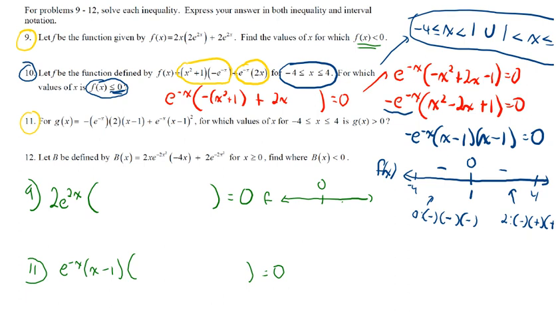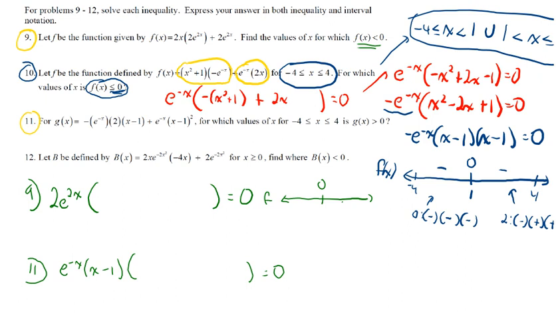And if I'm going to test something bigger than 3, e to anything is positive. 4 minus 1 is positive. 4 minus 3 is positive. Positive times positive is, of course, positive.